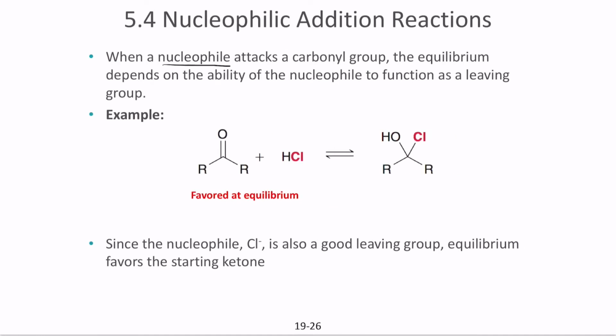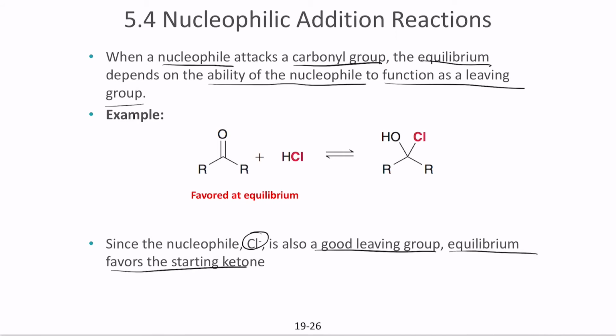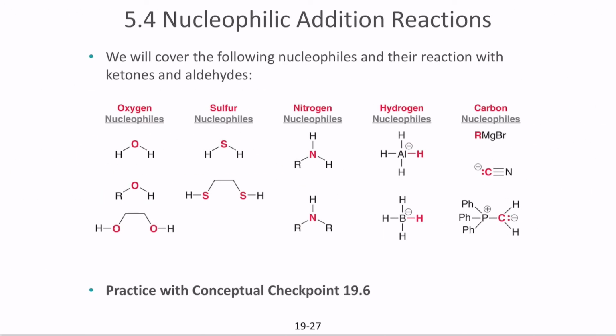Now, when a nucleophile attacks a carbonyl group, the equilibrium depends on the ability of the nucleophile to function as a leaving group. So remember again, it has to be a good leaving group. If it's a really good leaving group, the equilibrium will favor the starting ketone. So depending on the ability of the nucleophile to function as a leaving group, you can decide the equilibrium that you have.